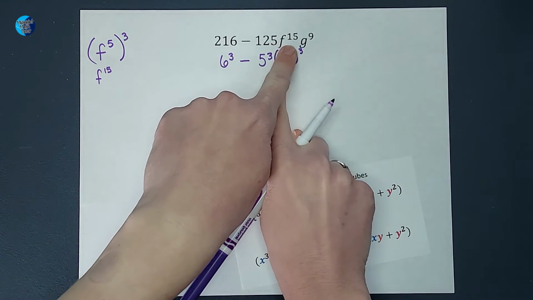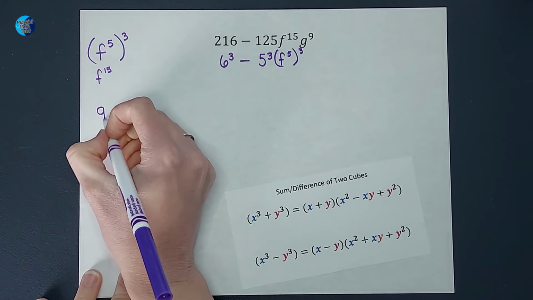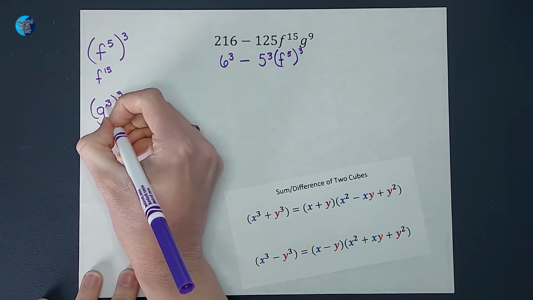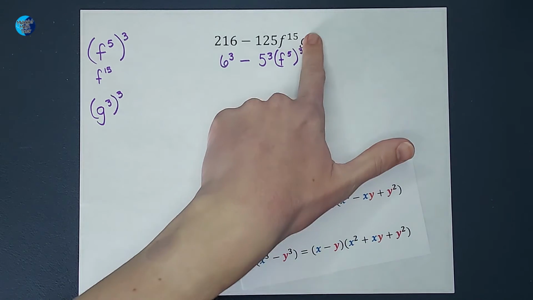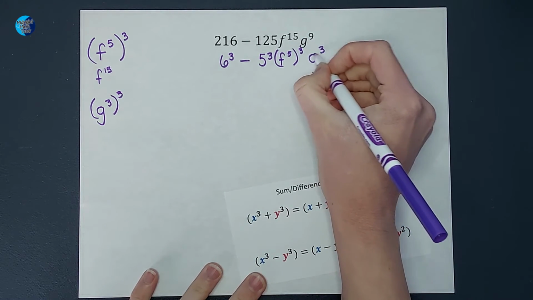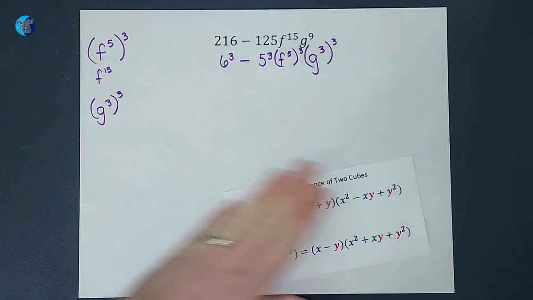All right, those are the same thing. They would both simplify to f to the 15th. Now, what about g to the 9th? Well, if I have g to the 3rd to the 3rd, I multiply those and get g to the 9th. So I can write g to the 9th as g to the 3rd to the 3rd. All right, that looks a little scary.